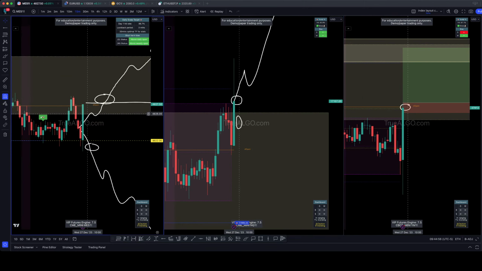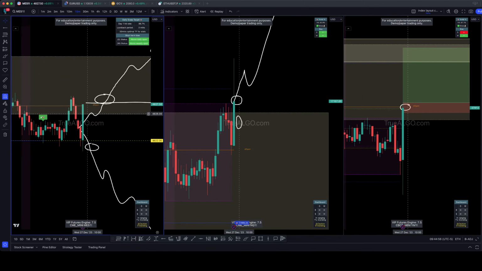NQ again getting battered. US 30 struggling with the open, as is ES. This is why I talk to you guys, just so you can see it live with the live coaching to help. You see the circle, but you see where the entrance price is? This is the entrance price. And this is what can help with the live sessions.